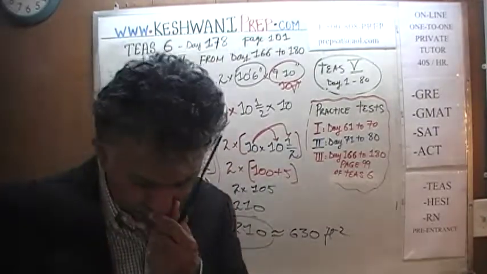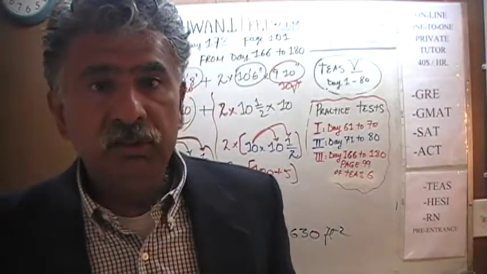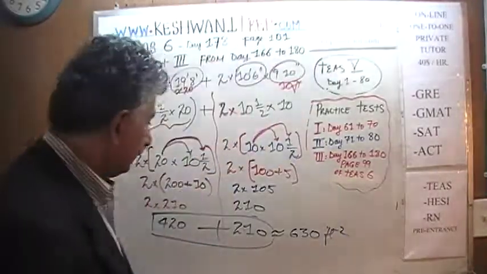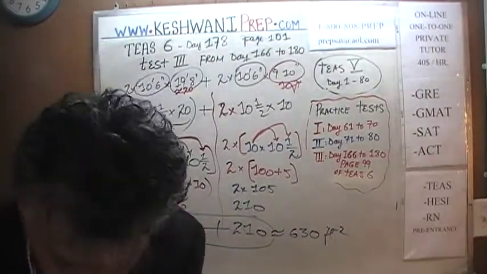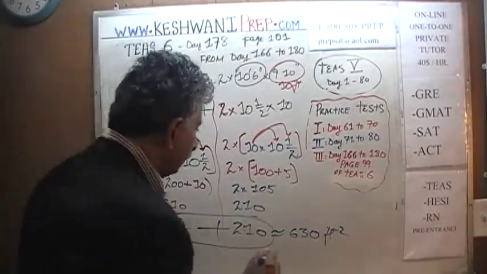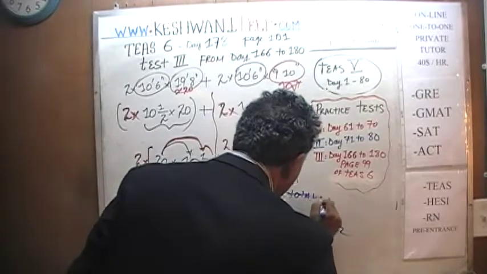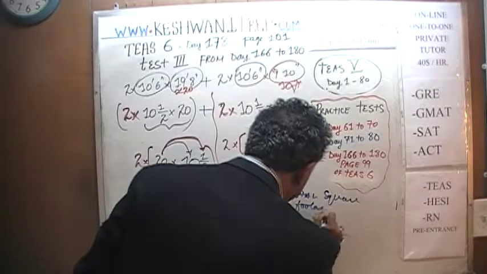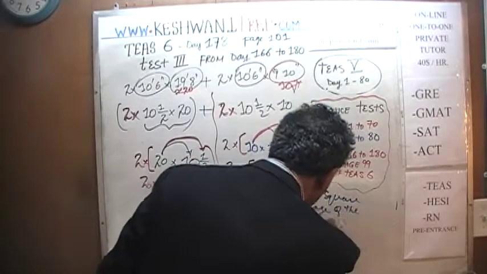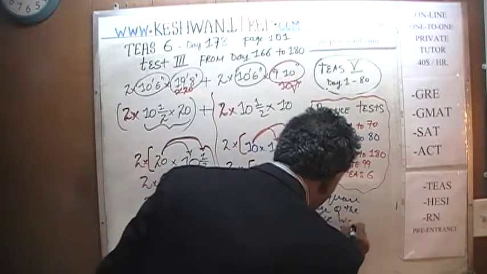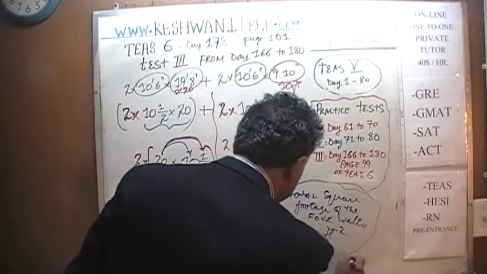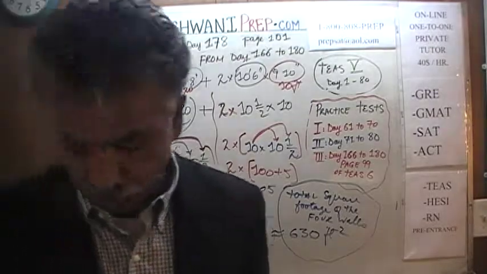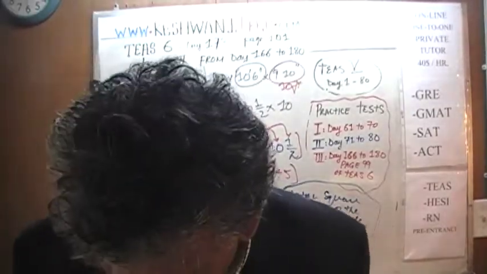We're looking for some answer that comes closest to 330 square feet. And 330 square feet represents the total square footage of the four walls. Total square footage of the four walls is 630 square feet. Let's see what answer choice we have here.